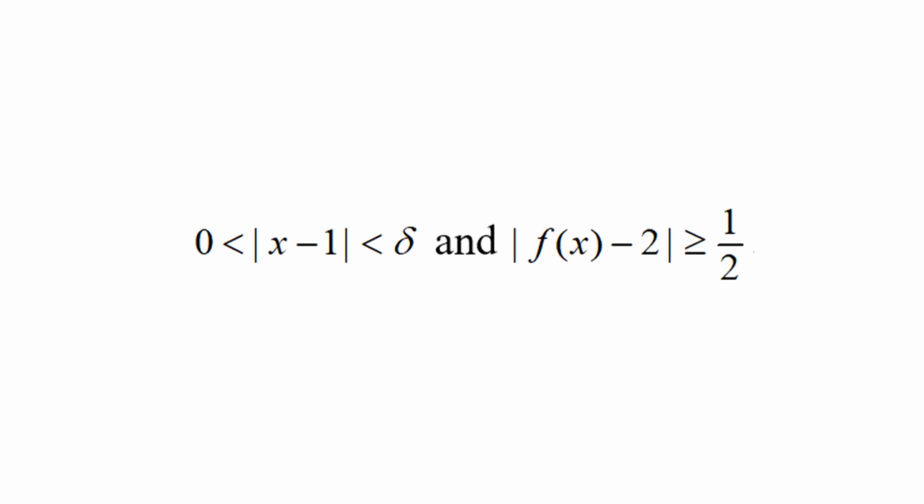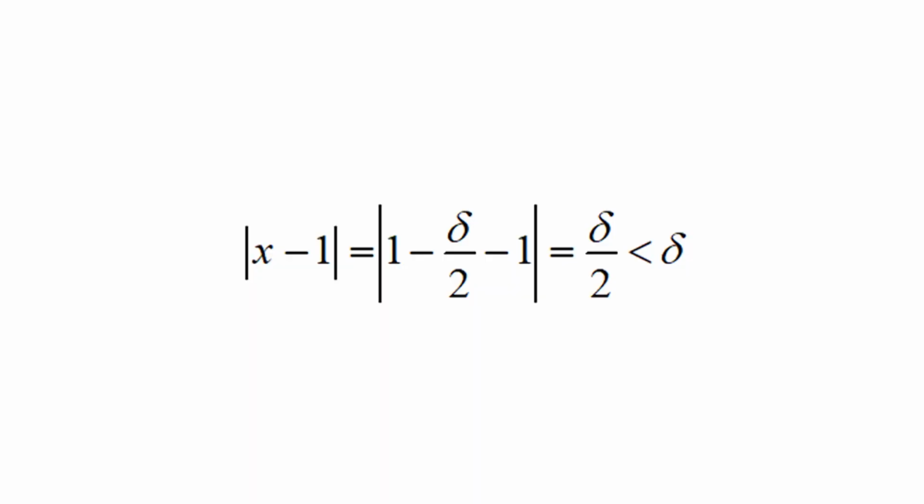That is, for each delta greater than 0, we will show that there is a value of x such that 0 < |x - 1| < delta and |f(x) - 2| is greater than or equal to 1/2. For any delta, consider x equal to 1 - delta/2. Then |x - 1| = |1 - delta/2 - 1| = delta/2, which is strictly less than delta.